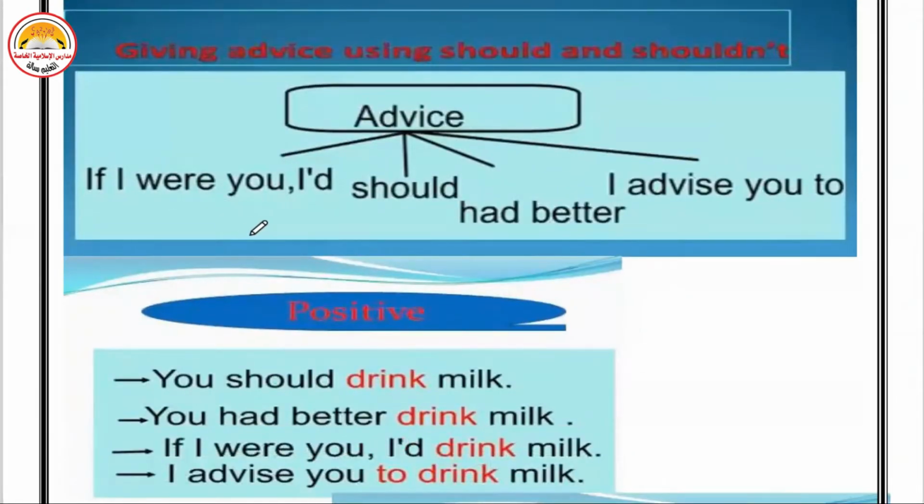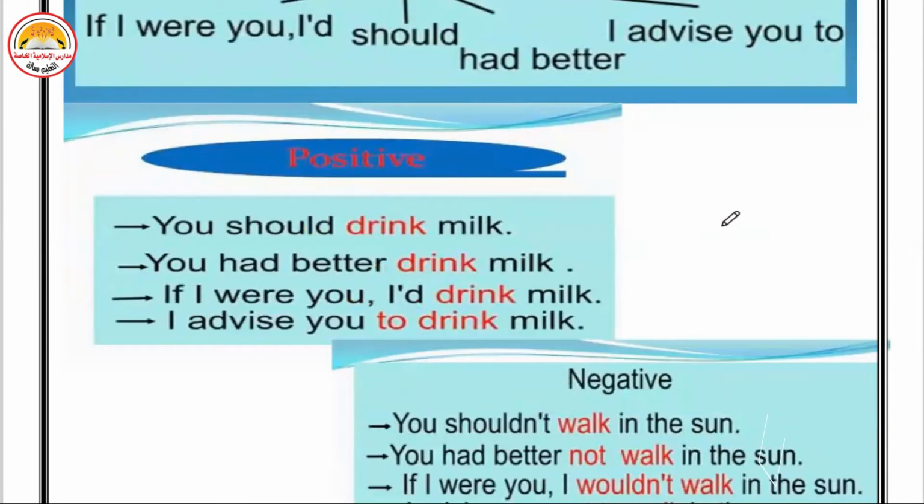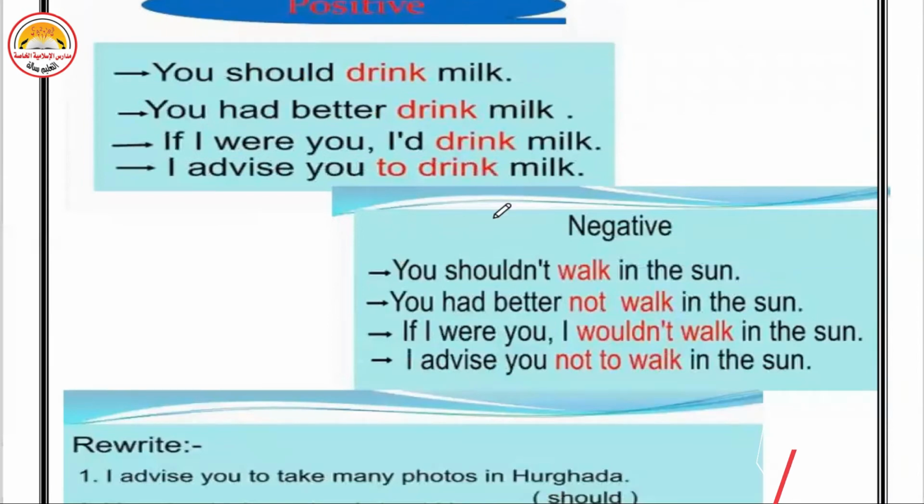If I were you, I'd, or should, had better, I advise you to. For example, as you see, these examples here in positive sentences: you should drink milk, or you had better drink milk. If I were you, I'd drink milk. I advise you to drink milk. Pay attention that after any modal verb, for example should, we have the infinitive. And after had better, we have the infinitive verb.